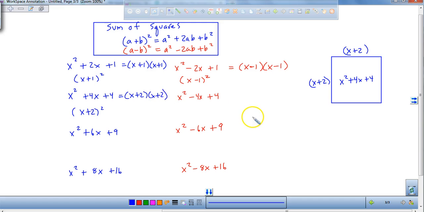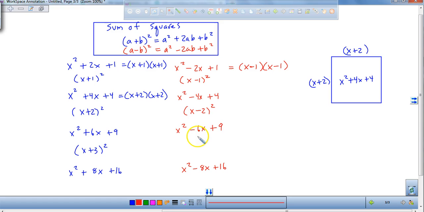Now there's a cool little pattern that eventually I'm hoping you will be able to see. The pattern is this: if I take half this number and then square it, it always becomes this number. What's half of negative 4? Negative 2. What's negative 2 times negative 2? Positive 4. So that becomes x minus 2 squared. What's half of 6? Half of 6 is 3. What's 3 times 3? 9. So that becomes x plus 3 squared. What's half of this?